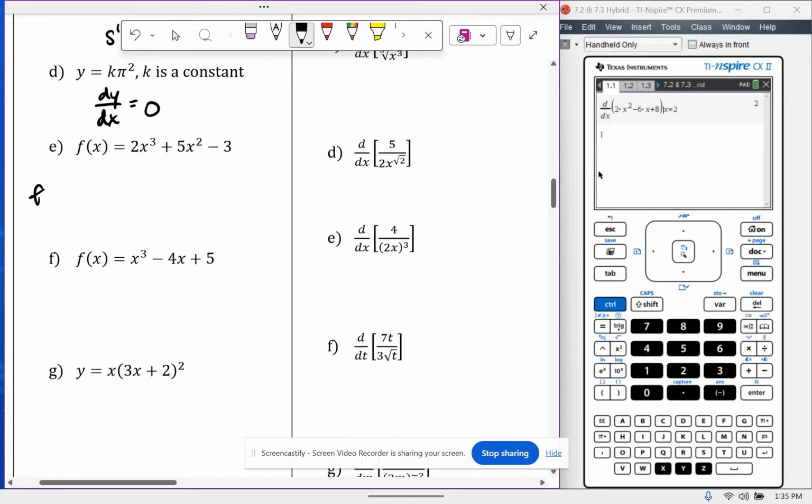Okay, let's take the derivative of e. F prime of x, we have 3 times 2 because that 3 is getting brought down. So we've got 6x squared plus 10x, reduce the power by 1, and then the negative 3 drops off. F of x is equal to x cubed minus 4x plus 5. Let's find the derivative, f prime of x. That'll be 3x squared minus 4.